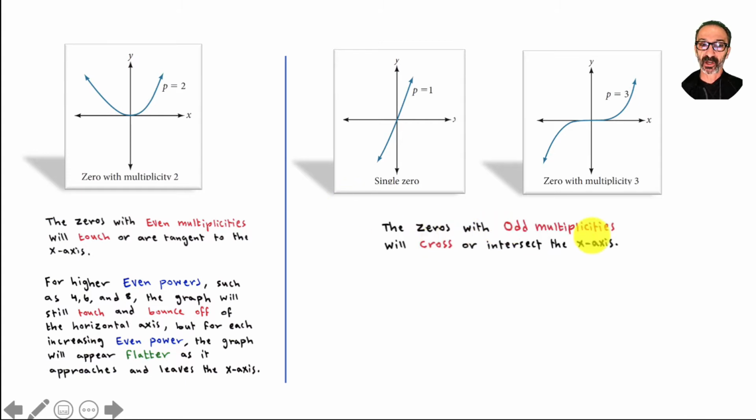The zeros with odd multiplicities like 1, 3, 5, and 7 will cross. This is crossing to the other side. This is crossing to the other side, or intersects the x-axis.